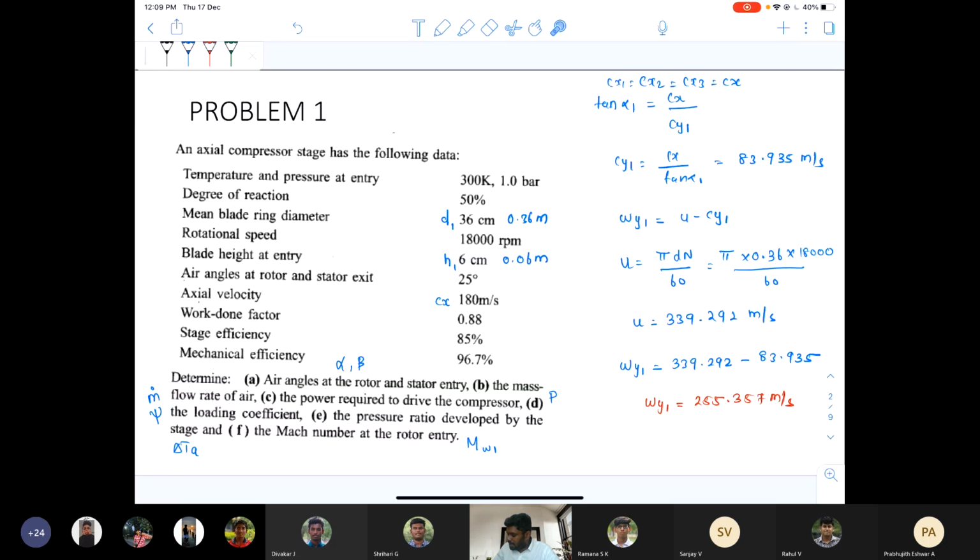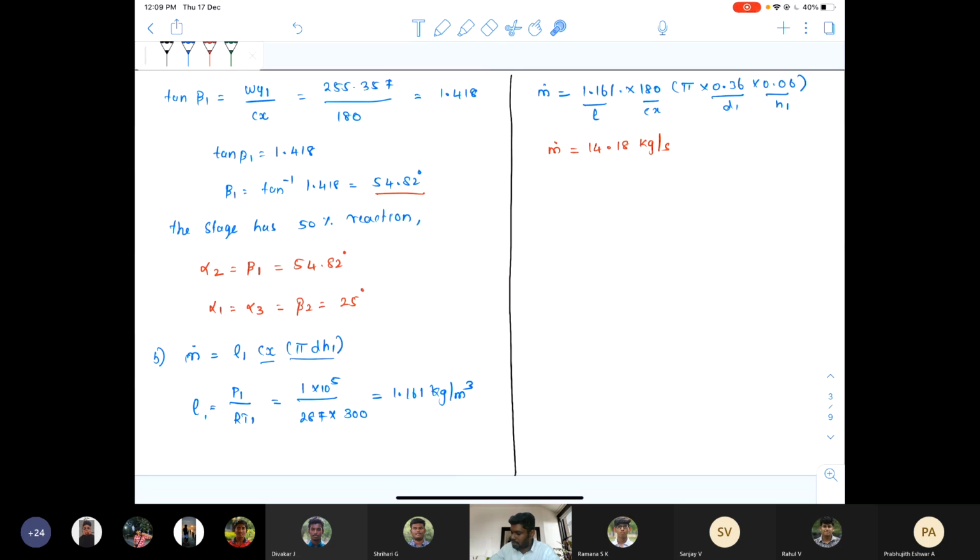Next, we should find the value of power required to drive the compressor. That is subdivision C, which is nothing but the power required. We should find the power required.